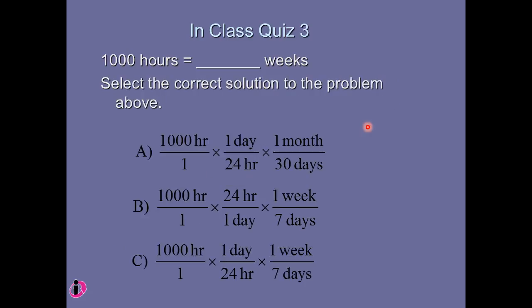Okay, let's try another question here. 1,000 hours to week. Remember, in the answer we just want the week left, right? Every other conversion factor should be cancelled. Which might be the right arrangement?